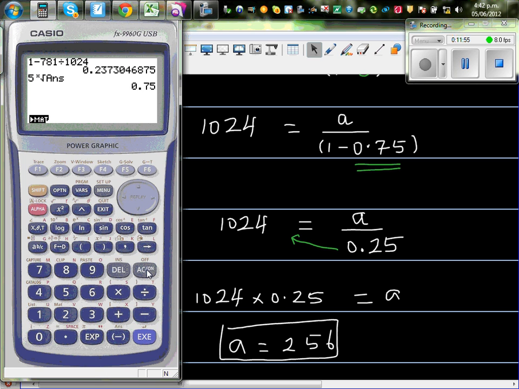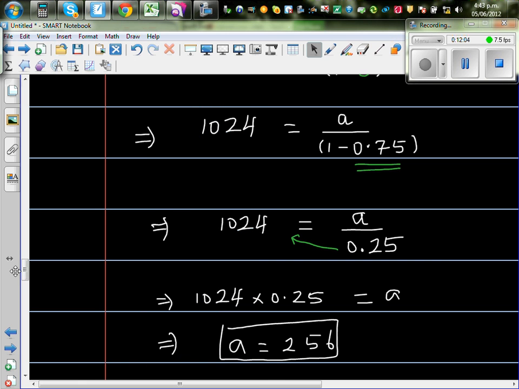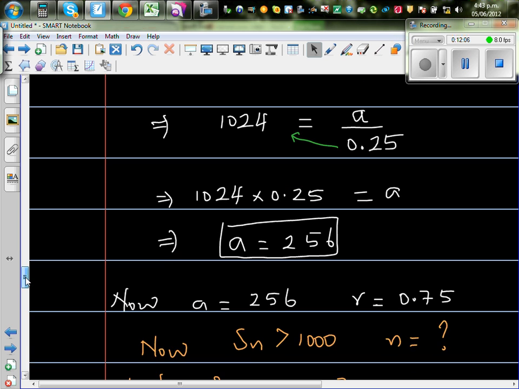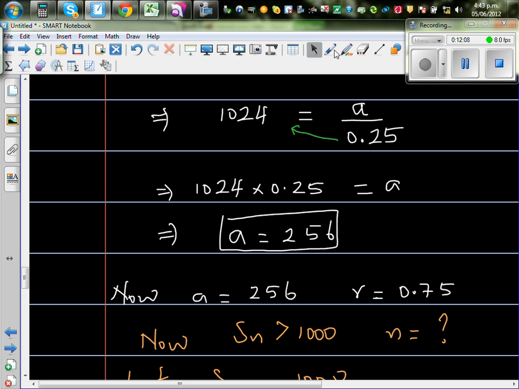1024, so let me show that in a calculator. 1024 times 0.25 gives me 256. So your starting number is A, which is 256, and your common ratio is 0.75. These are the two vital pieces of information we need for a geometric sequence.